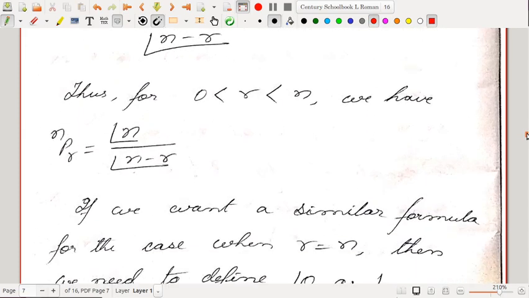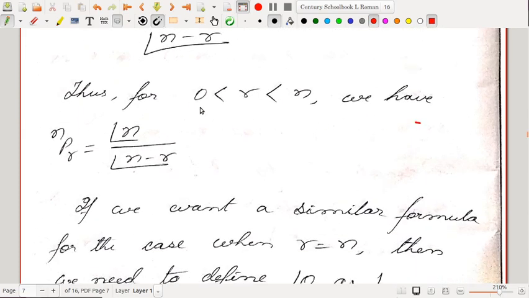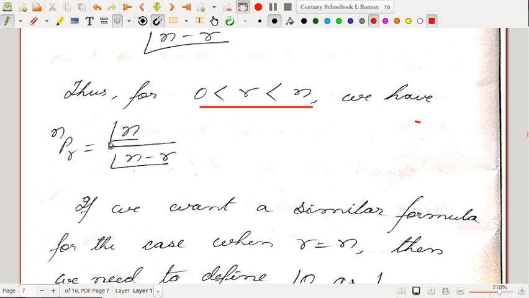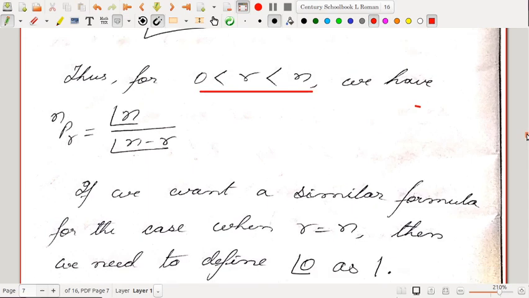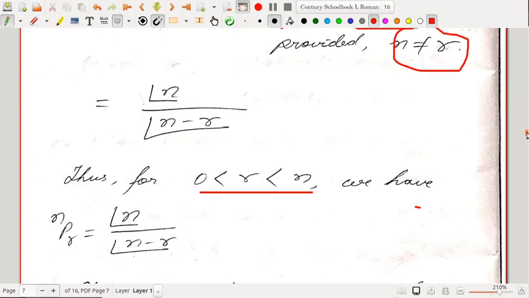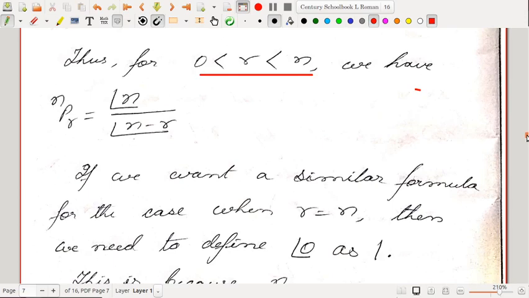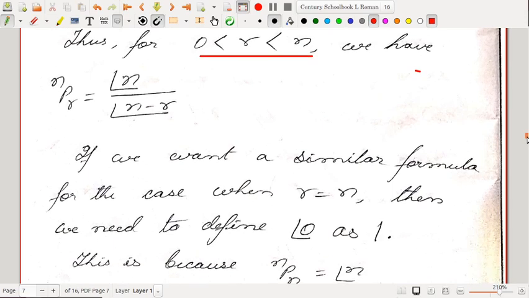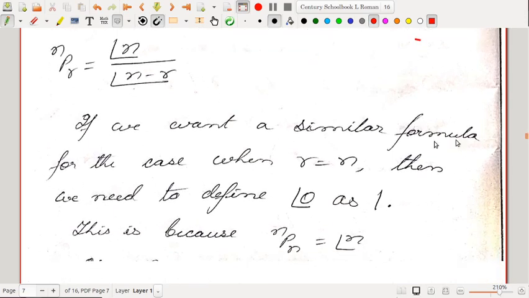Okay, so for r lying between 0 and n, we have nPr is factorial n by factorial n minus r, right? Now suppose I want this formula, because we have something called nPn as well, to hold for nPn as well. So in that case there is a problem. If r becomes equal to n, then in this formula it's factorial n by factorial 0.